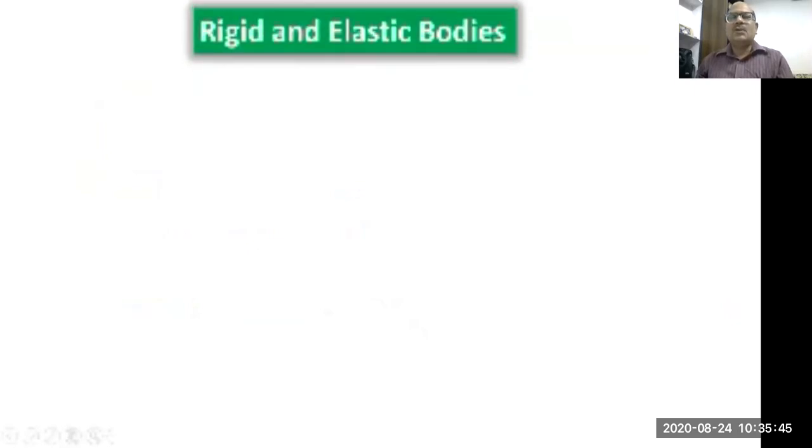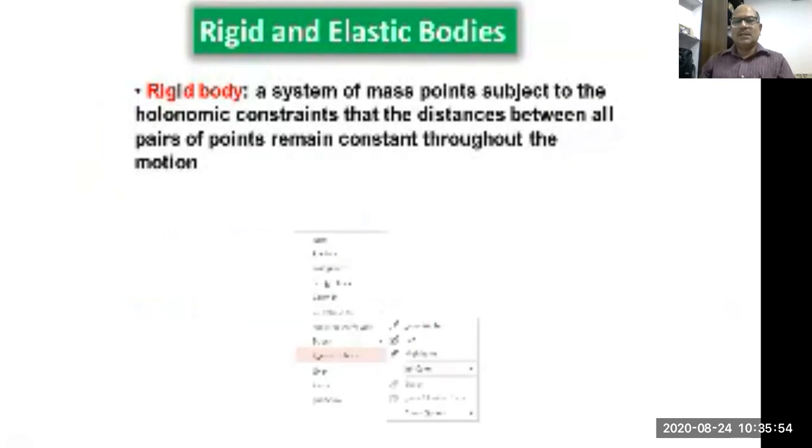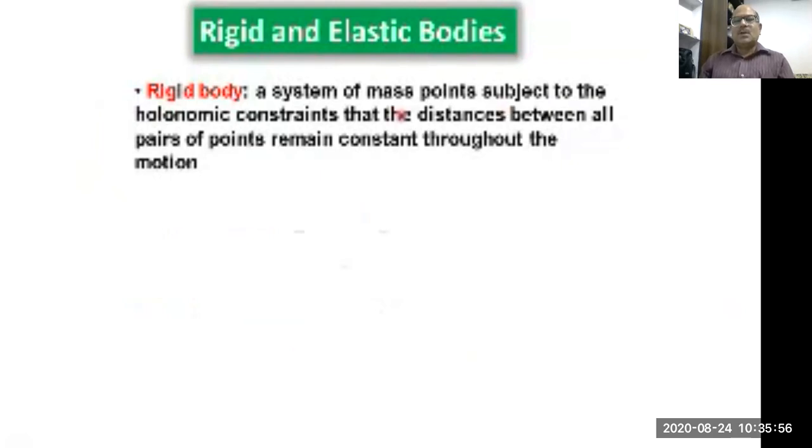So we'll have a small discussion on what rigid and elastic bodies are. Rigid bodies are those where mass points are subject to holonomic constraints, and we'll discuss holonomic constraints later in my class. But you must understand that the distances between all pairs of points remain constant throughout the motion.